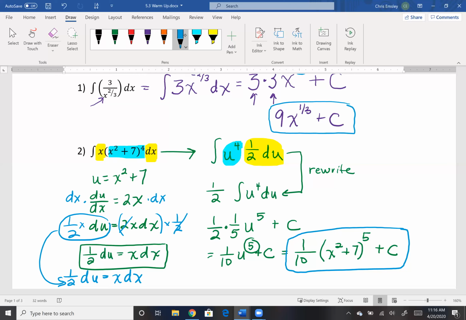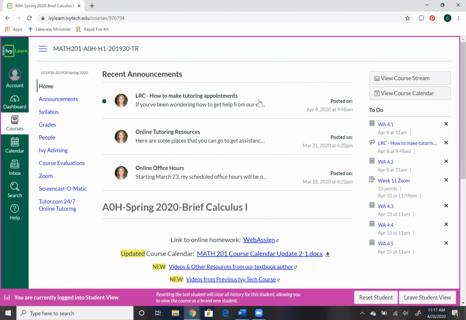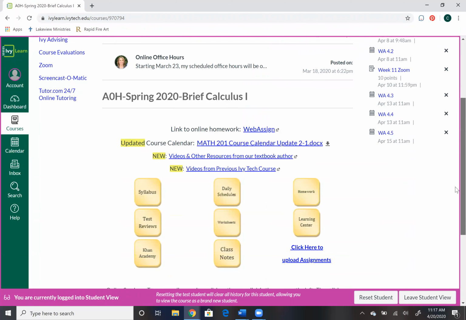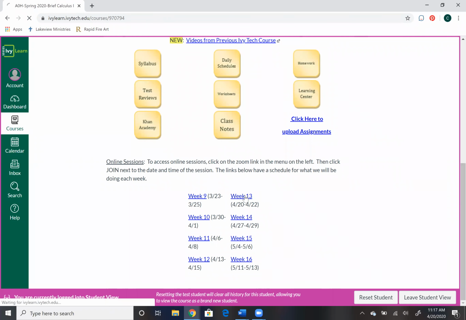Okay. Well, before we get started on material today, I did just want to take a look in Ivy Learn and see where we are and make sure everybody's caught up on the calendar and everything like that. So let me bring this into view, share it with you guys. Okay, so here's where we are. It is the 20th, so we are in week 13.